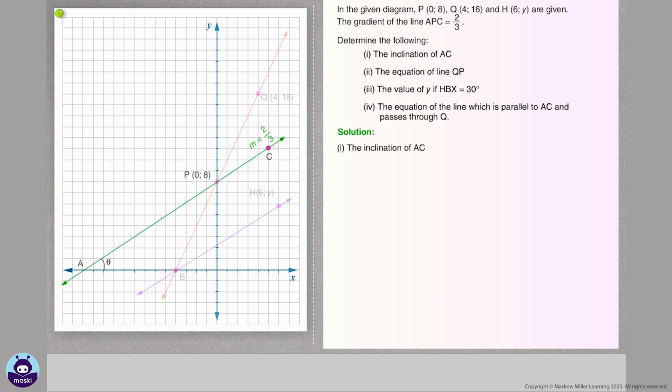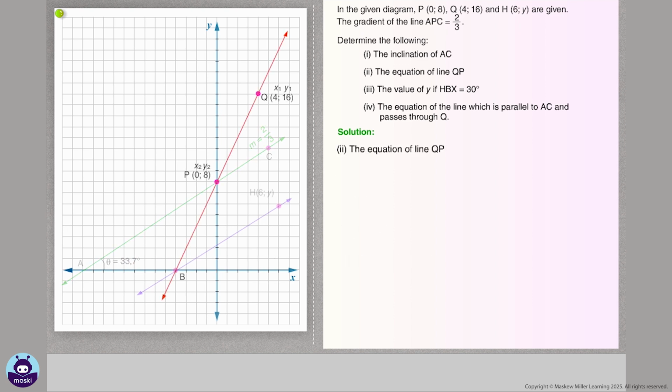The inclination of line AC. We are given the gradient of line APC as 2 over 3. We know that gradient is equal to tan theta, or 2 over 3 is equal to tan theta. Therefore, theta is equal to tan inverse 2 over 3, which is equal to 33,7 degrees.